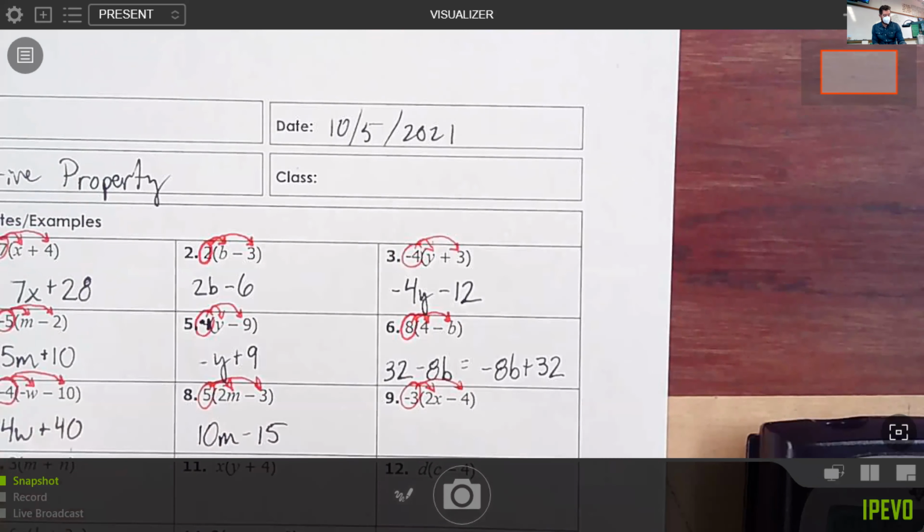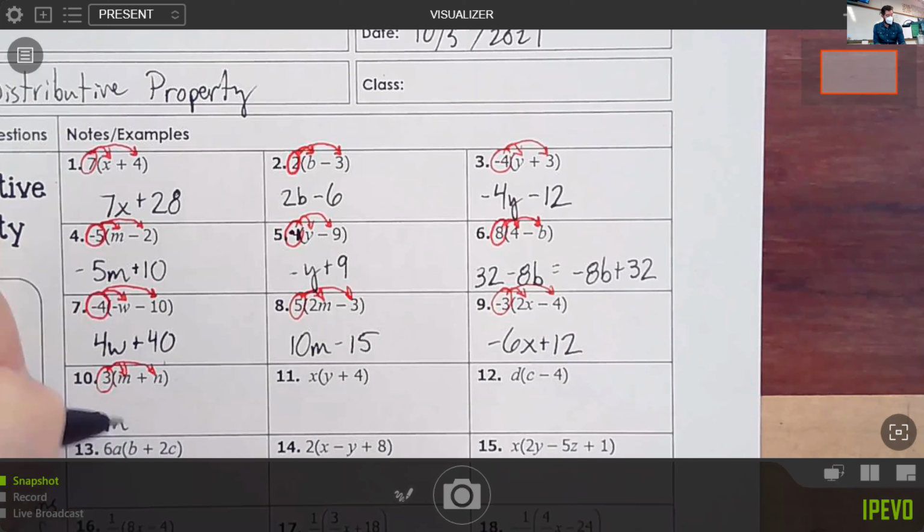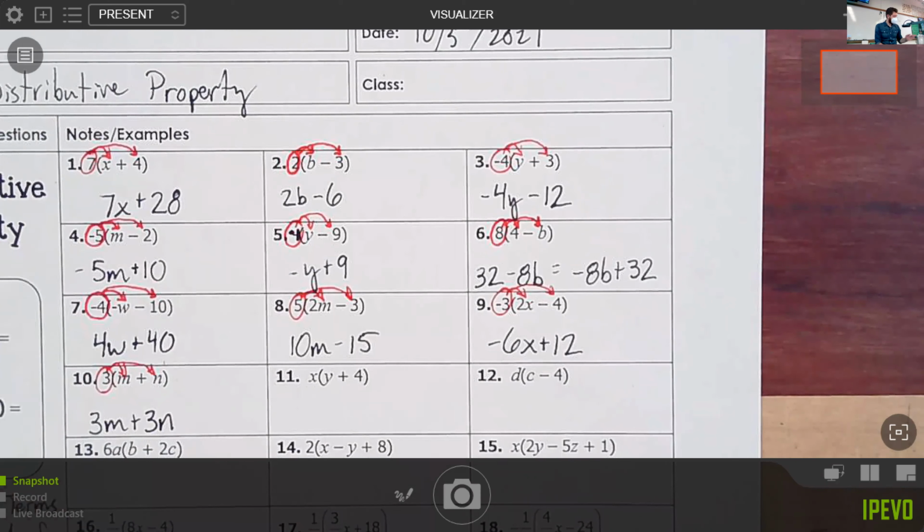All right. Next is Elijah. Number 10. What do you think? 3m plus 3n, exactly. So take your 3, multiply it by m, and that's 3m. Plus, because they're both positive, 3 times n is just 3n. Yep, that's it. Good.